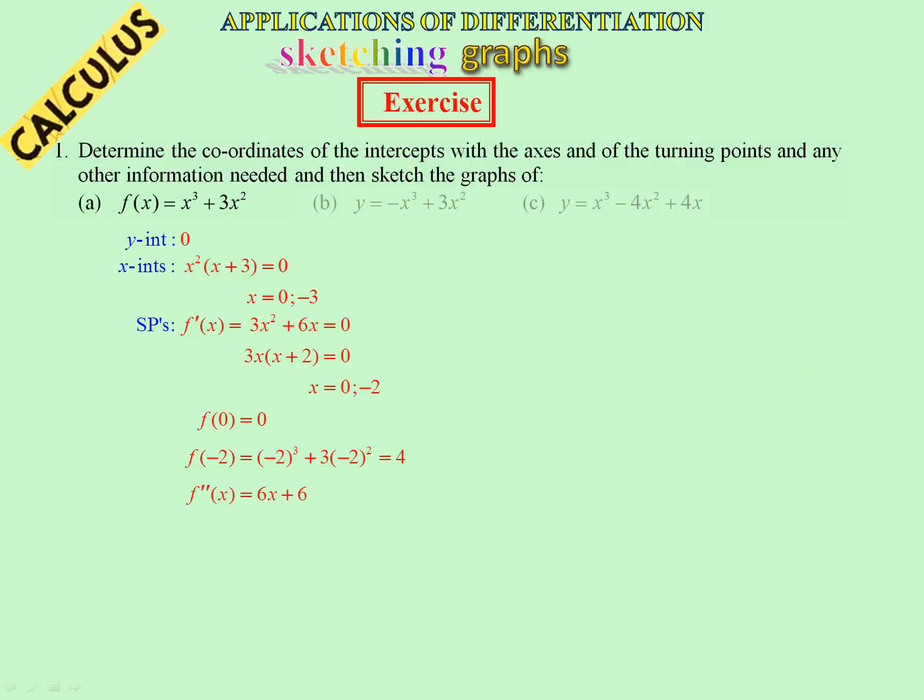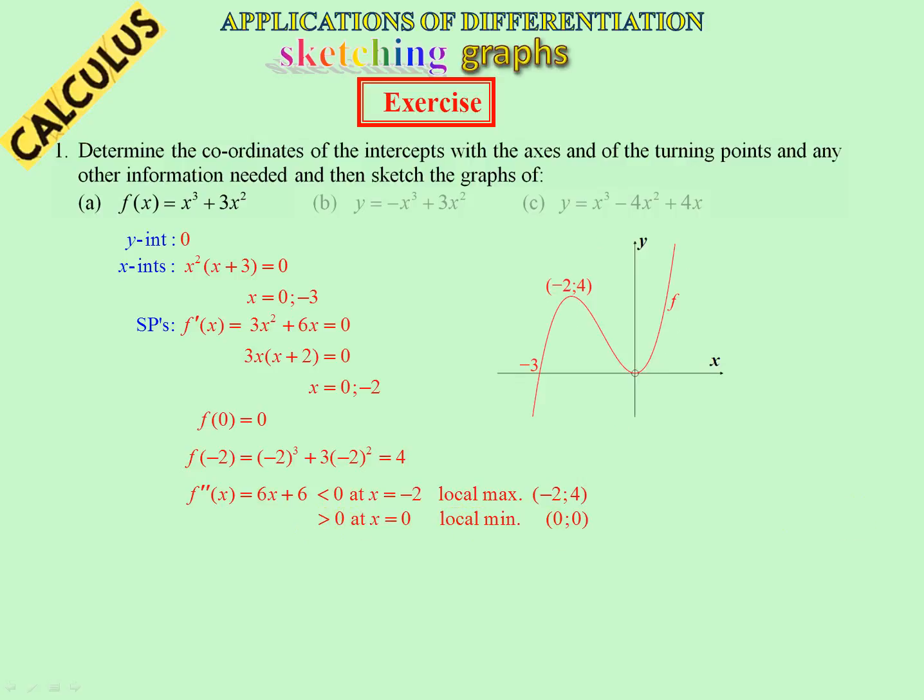Go to second derivative. We're going to test the two x values of the stationary points. When we put 0 into there, we're going to get a positive. Oh, we put -2 in first. We're going to get a negative, so local maximum. When we put 0 in, we're going to get a positive, local minimum. And there's our curve.